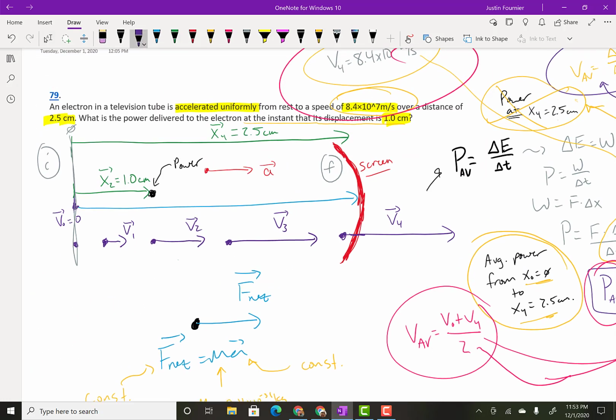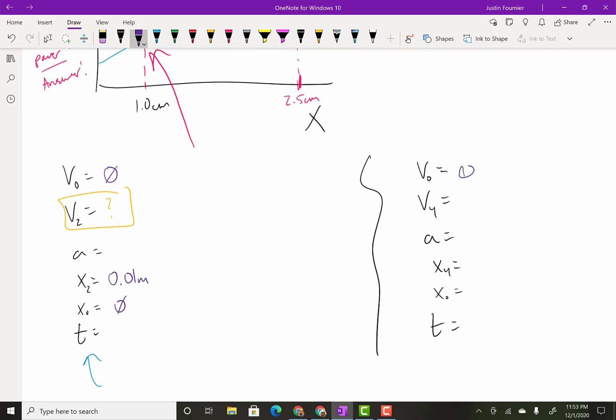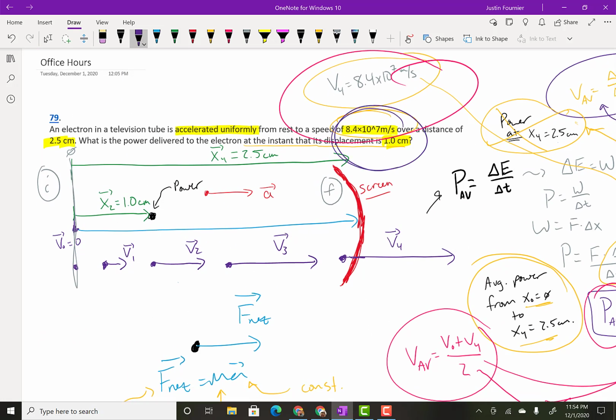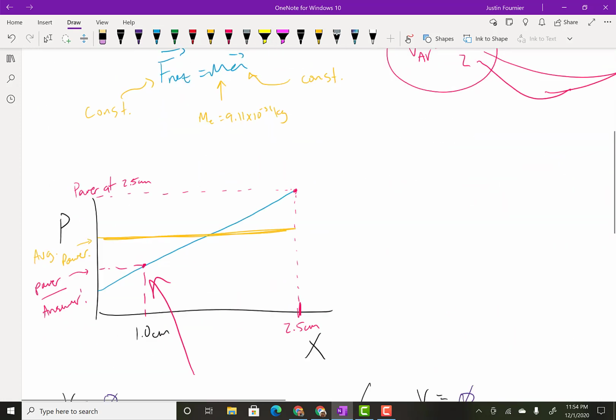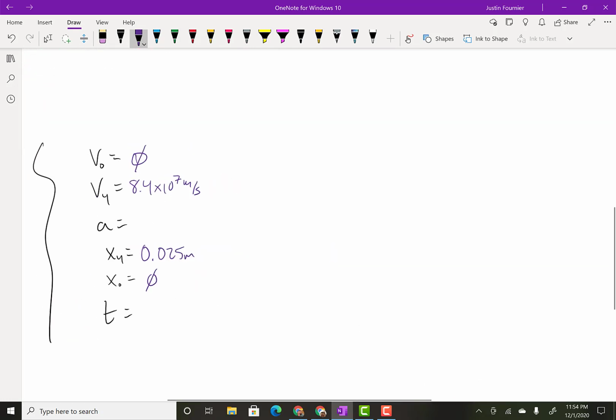So, okay, here's my final velocity now at this moment. Again, my initial velocity is 0. My initial position is 0. But now I know my final position is 2.5 centimeters. That's 0.25 meters. And I know my final velocity, they told me at this point, is 8.4 times 10 to the 7 meters per second.